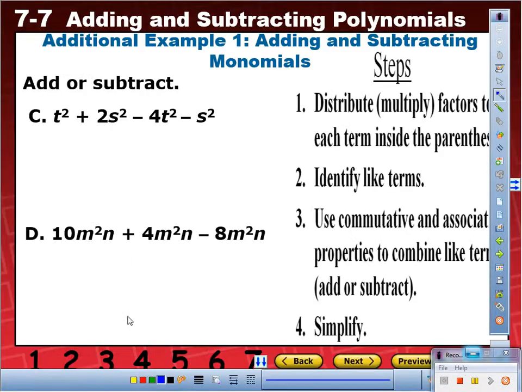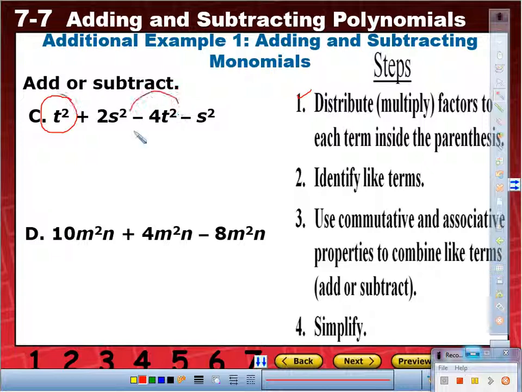So, first things first. Is there anything to distribute? No. Identify each like term. This is the first one, and is there another t squared? Yes, right here. And what is the invisible number here? 1. So, 1 minus 4, that's negative 3t squared. I skipped a step, right? The commutative where I wrote them together.